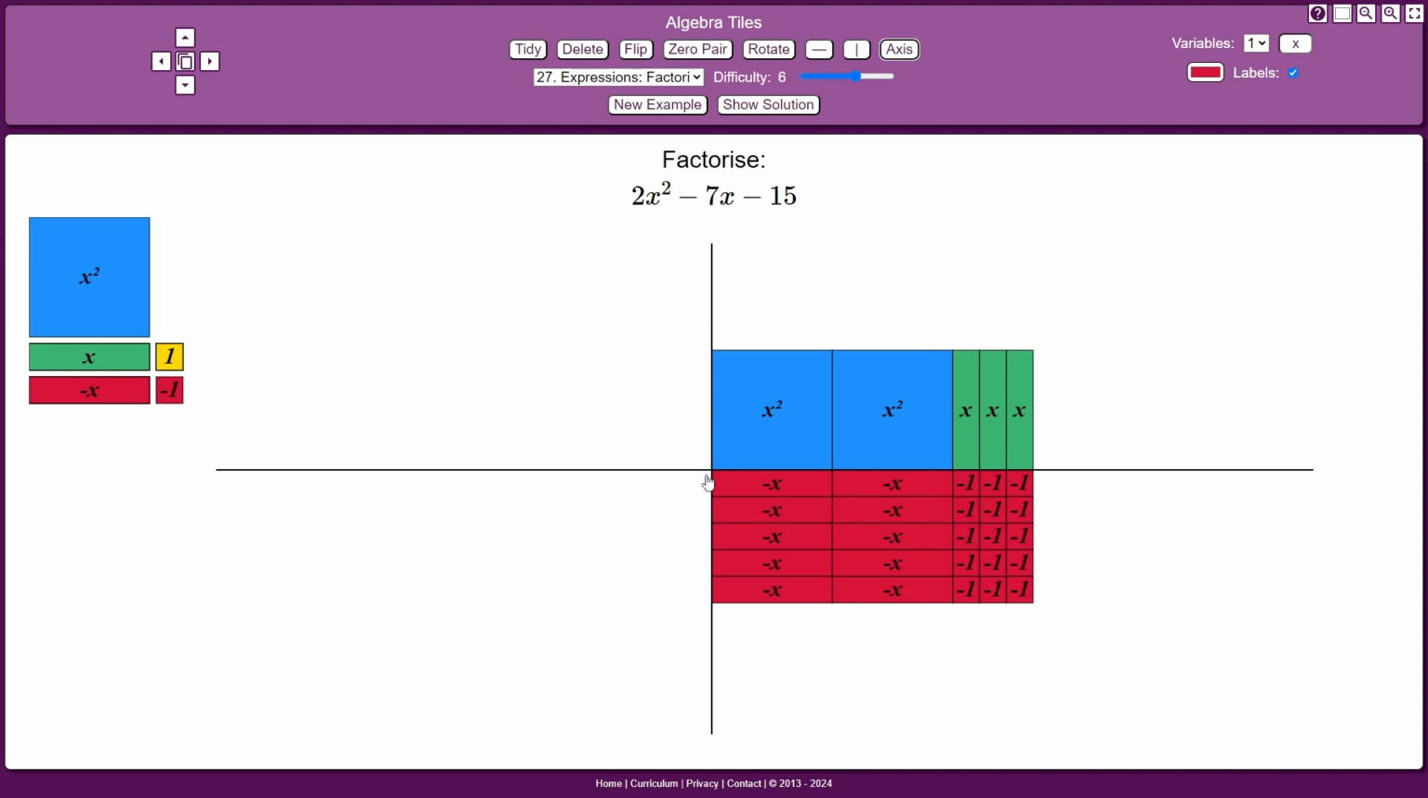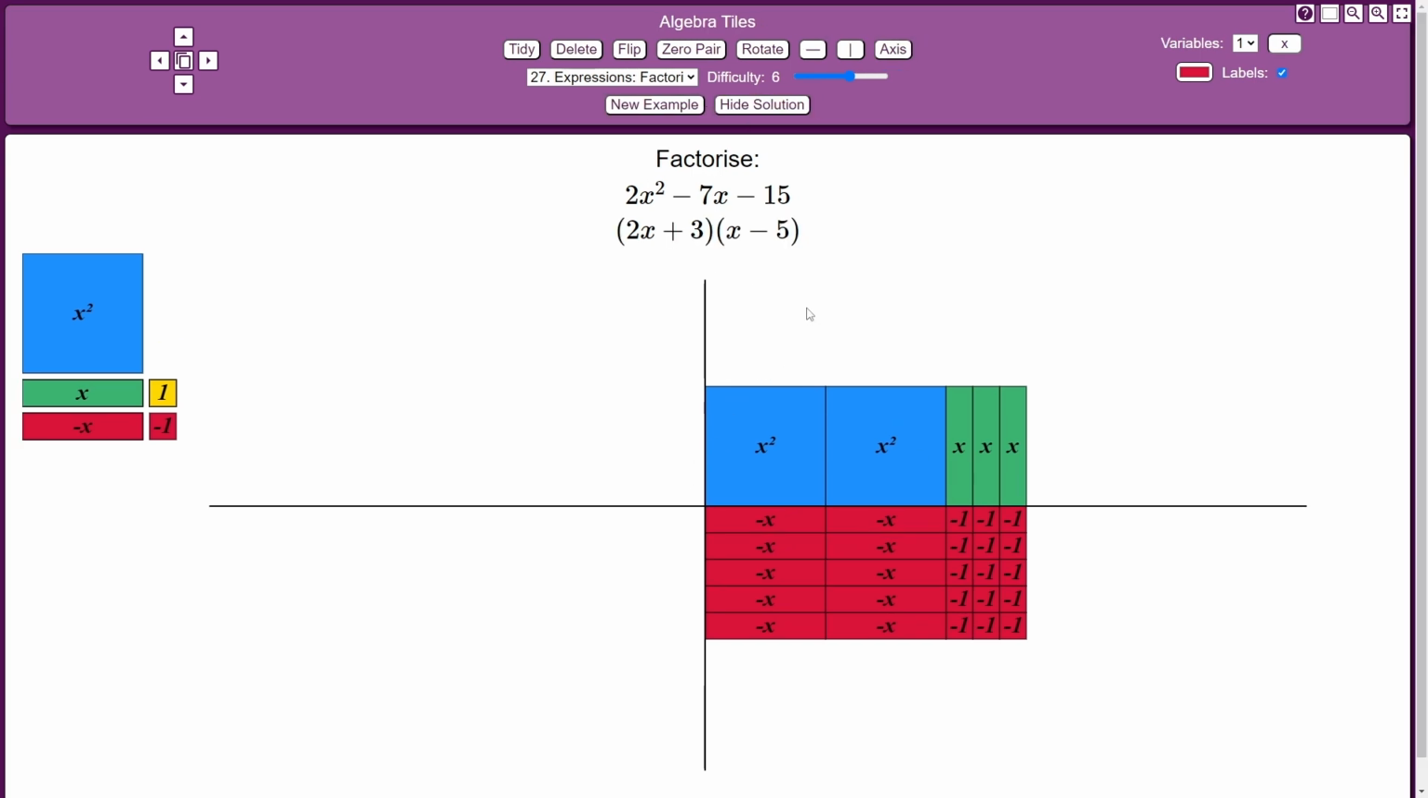so from 0, this length here is 2x plus 3, and this length down here is x minus 5. So 2x plus 3, x minus 5 is the factorised form.